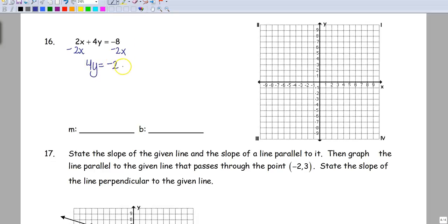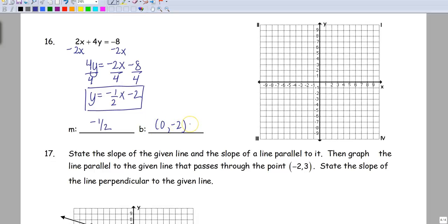4y equals -2x minus 8. Divide by 4. And math fact, y equals -1/2 x minus 2. This is your slope-intercept form. M is -1/2. B is 0, -2.